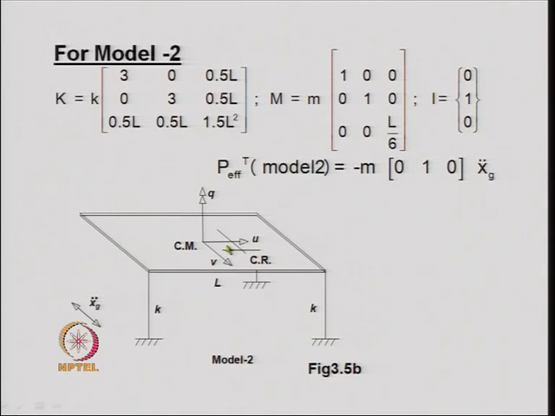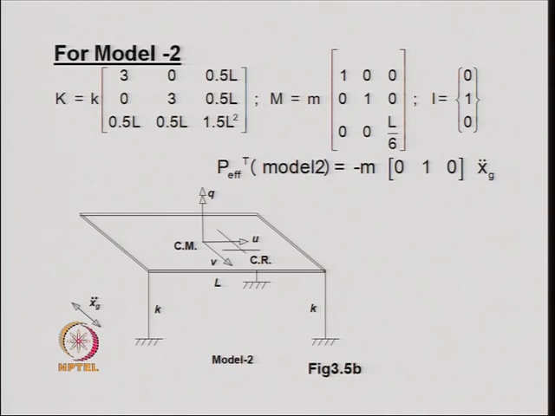Because we have declared this as the first degree of freedom, this as the second degree of freedom, and this as the third degree of freedom, corresponding to the second degree of freedom we have x double dot g. So, we have 0, 1, 0 as the influence coefficient vector, and P effective becomes this. That means this multiplied by this results in this particular expression for the P effective. The K matrix, again we can see that there is no coupling between U and V, that is what we expect, but there is a coupling between this translation and the rotation, and this translation and the rotation over here. So, we have this form of the stiffness matrix.